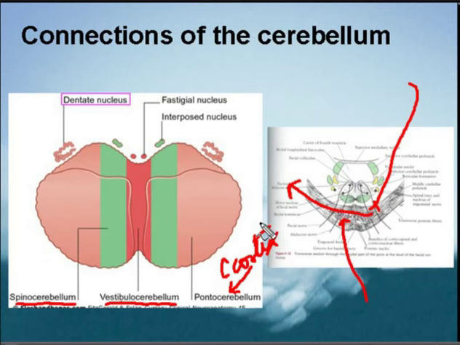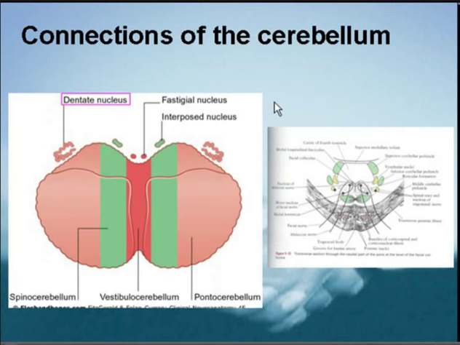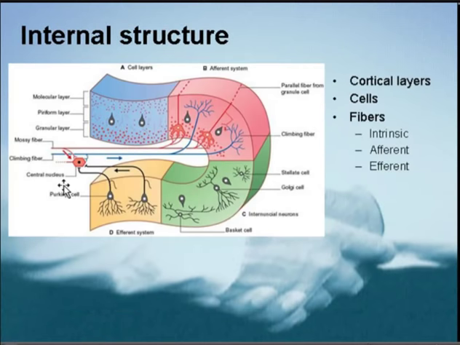And again, here you can see that important nucleus called the dentate nucleus. The other nuclei are called vestigial and interposed nucleus. Now before I do the functions, I want to go over the internal structure and the connections, and then I'll come back to the functions. So let's look at the internal structure of the cerebellum.